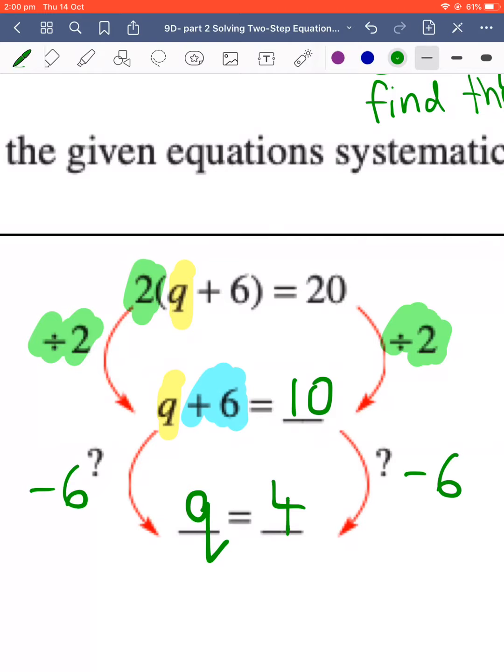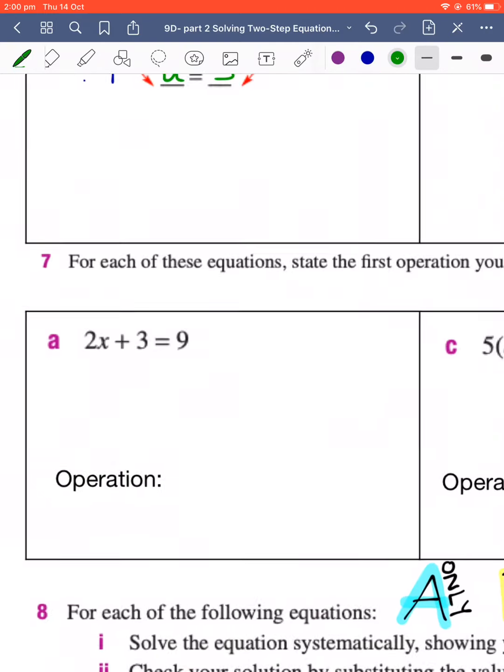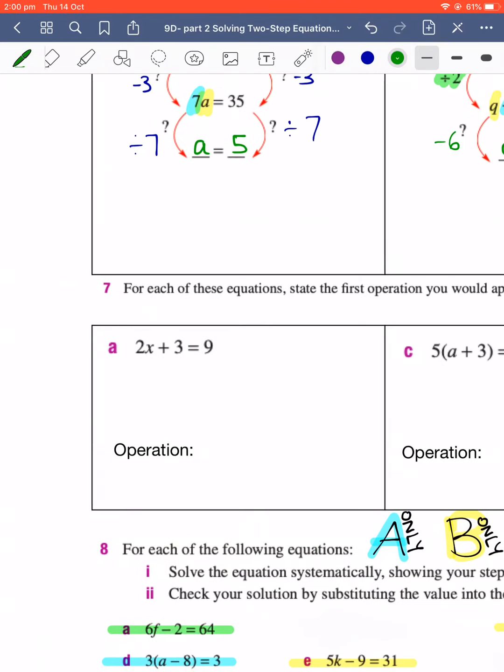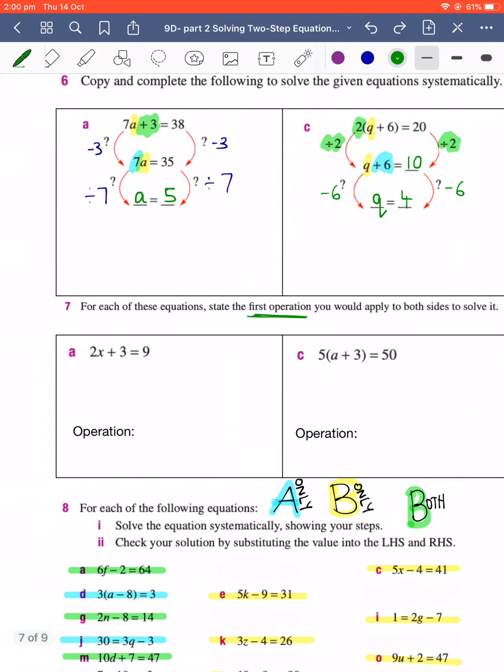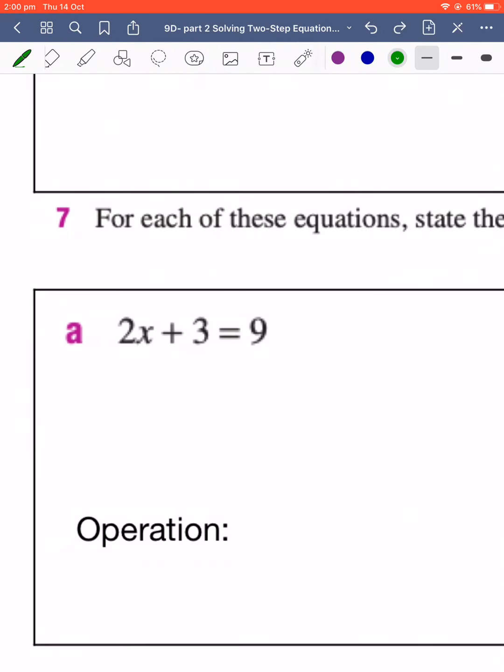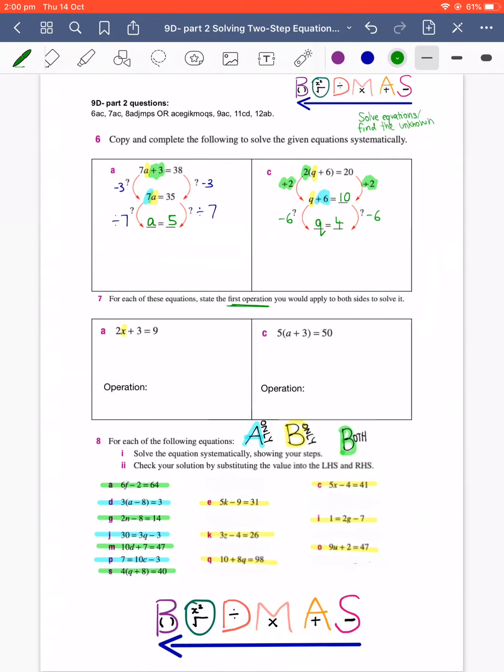Isn't that lovely? Next question, question number 7. For these equations, state the first operation you would apply to both sides to solve it. So we're going to eyeball this type of question, and we're going to go through what operation there is. First of all, let's highlight that pronumeral. And then let's see what we get rid of first. So I'm using my lovely BODMAS down here.